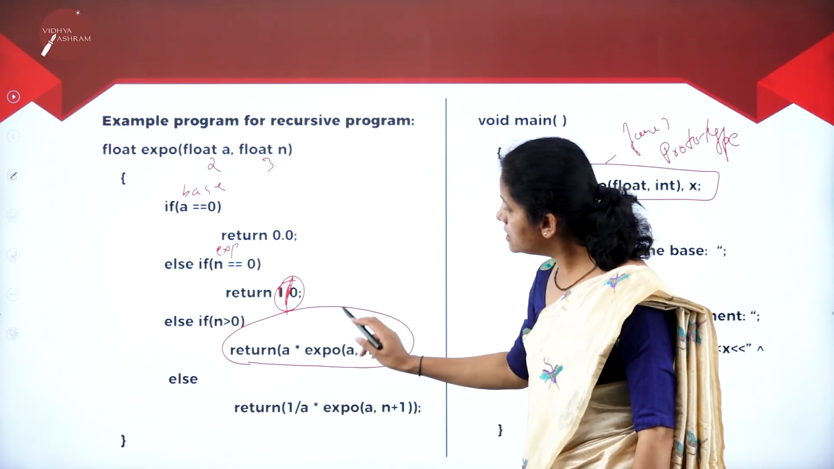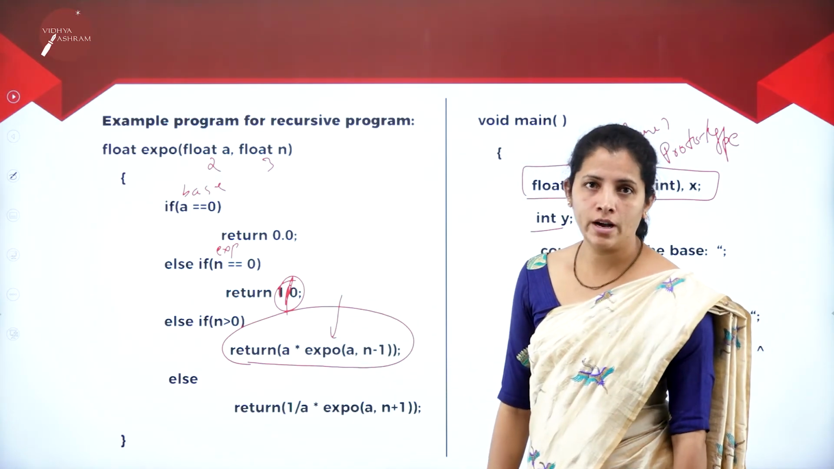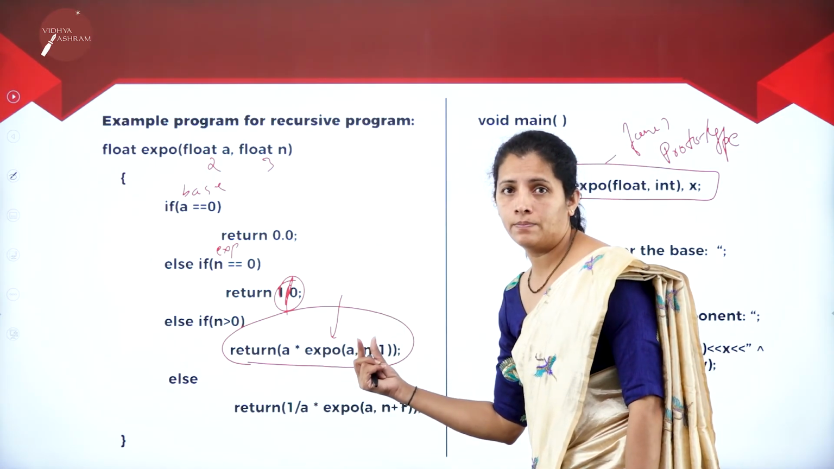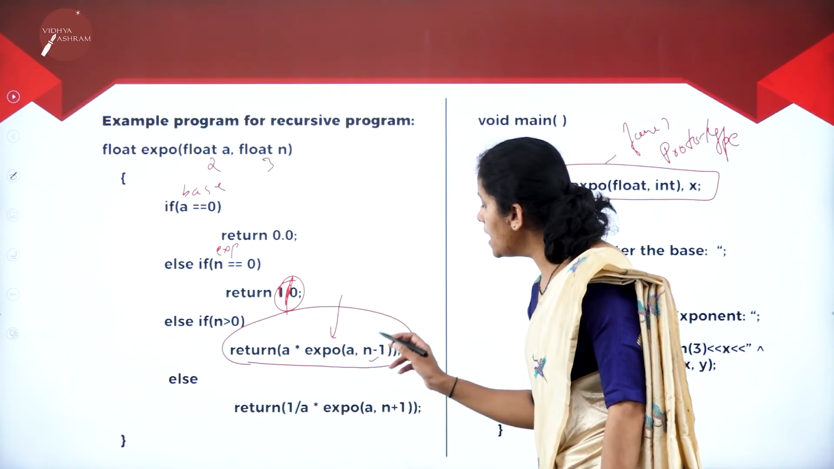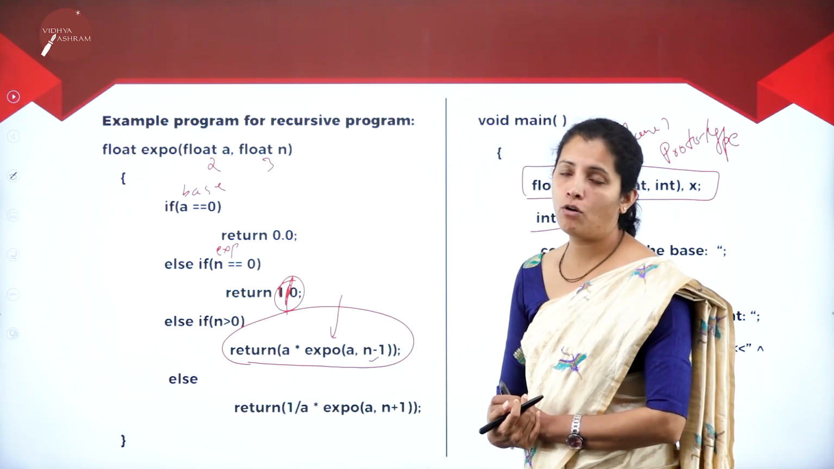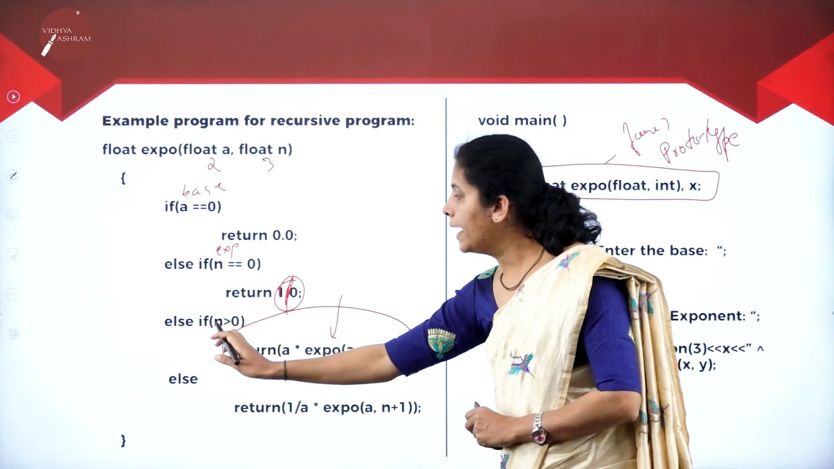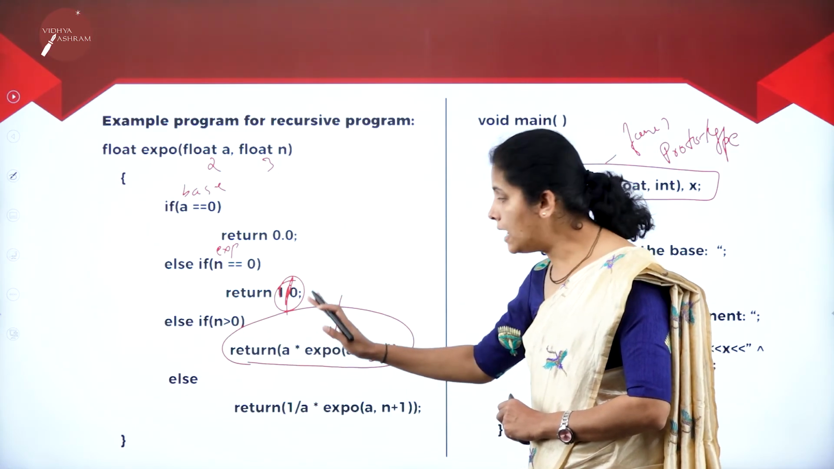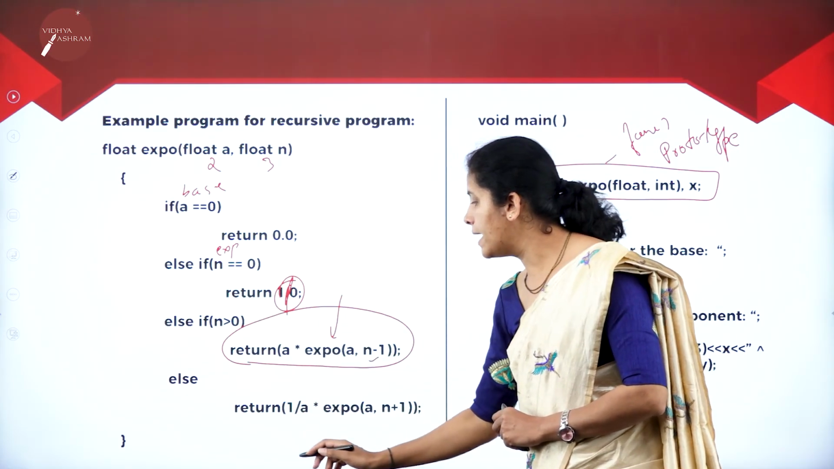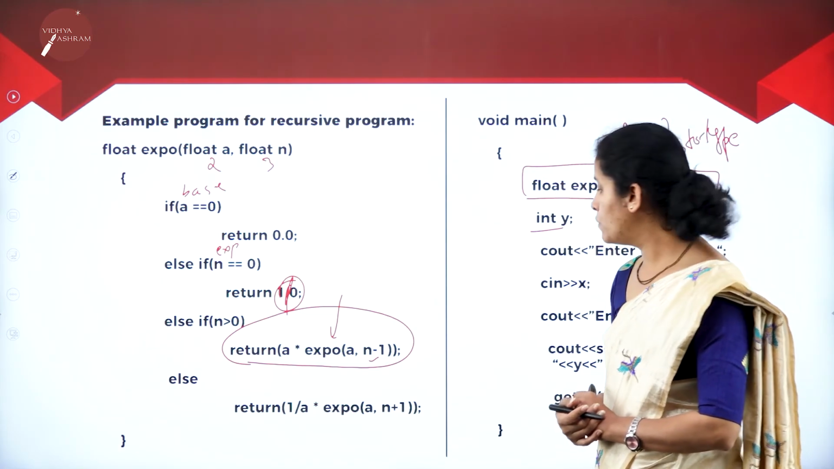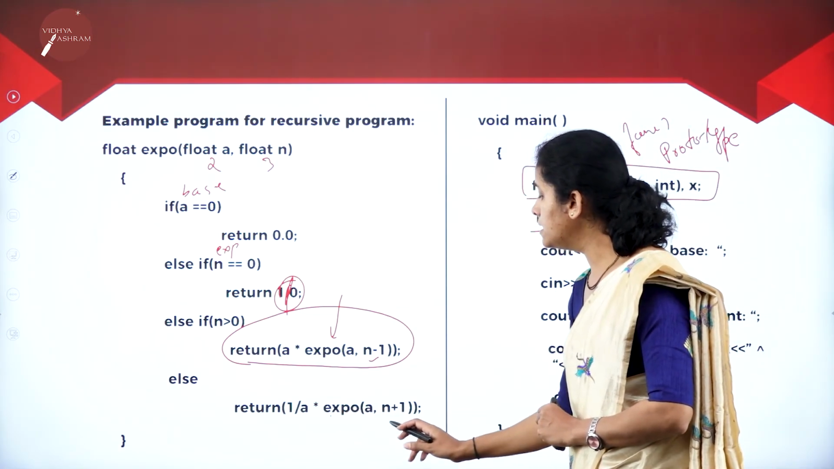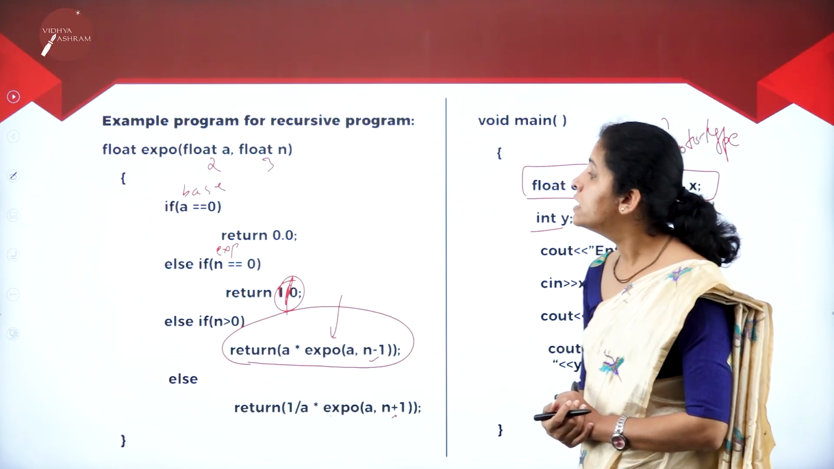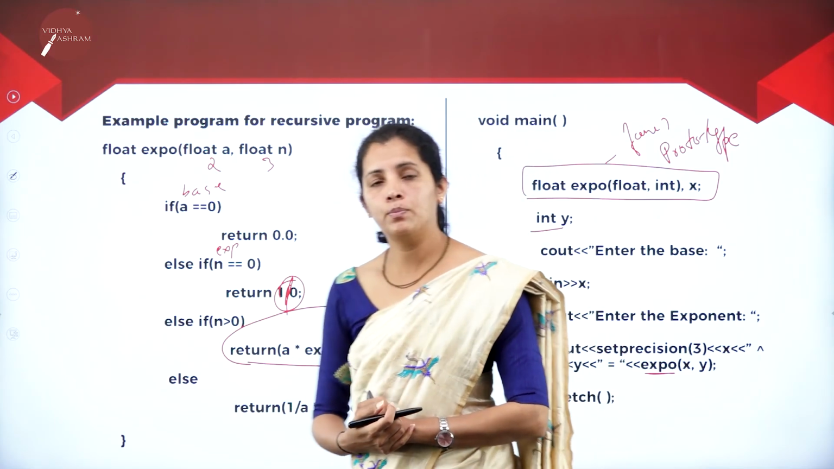So this is nothing but my recursive function. That means this function is going to call itself again and again until n minus 1 becomes false. Else, if n is greater than 0, this condition. Else, if this condition is false, then 1 by a, and then I'm going to find the exponent. This is the way I can use a recursive function in my program.